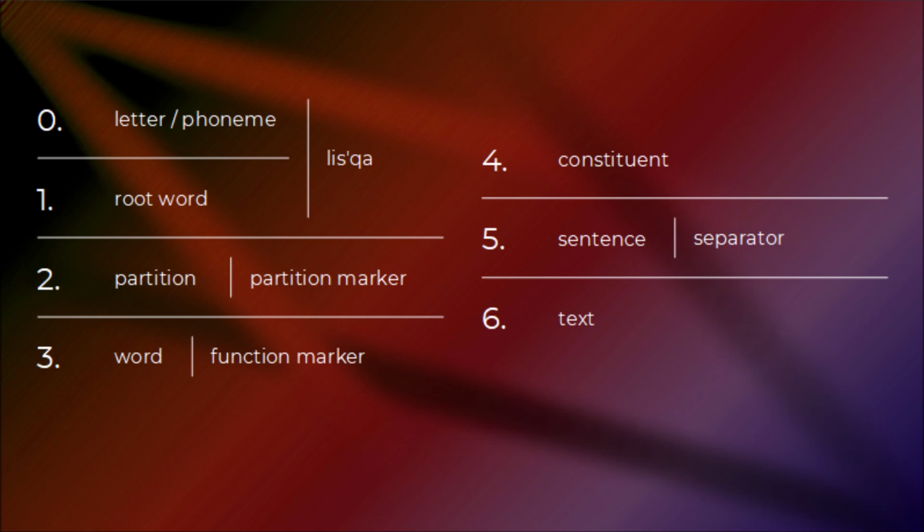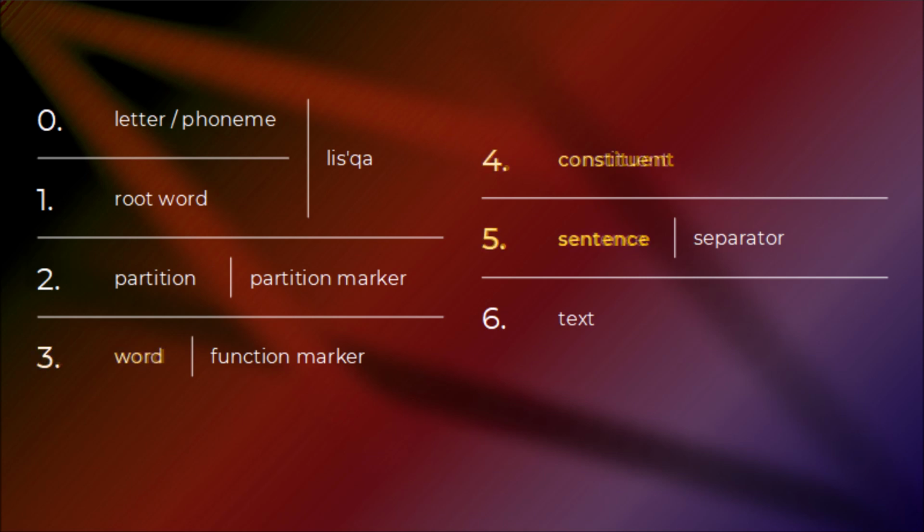I would like you to pay special attention to the terms word, constituent, and sentence. These terms also exist in English, but are defined notably differently than when we talk about the Ælis morphosyntax. So keep in mind that when I use these words, especially in this video, they mean something different than what you're probably used to, alright?